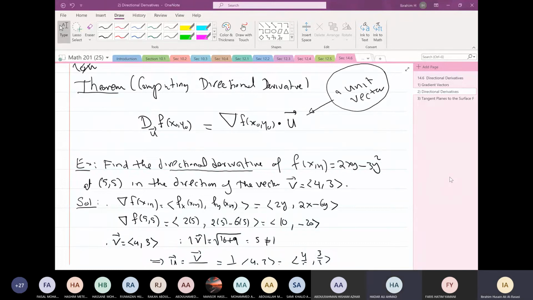Doctor, regarding f sub z, it will be a generalization, right? Yes, you just add the z component. Yes.